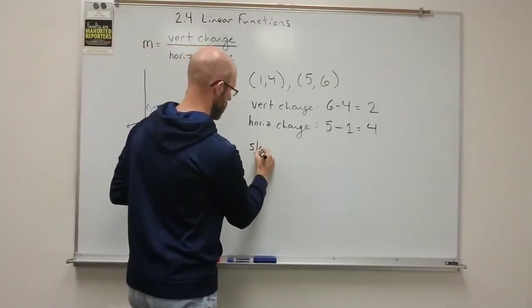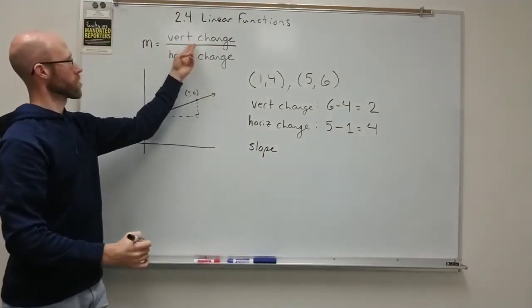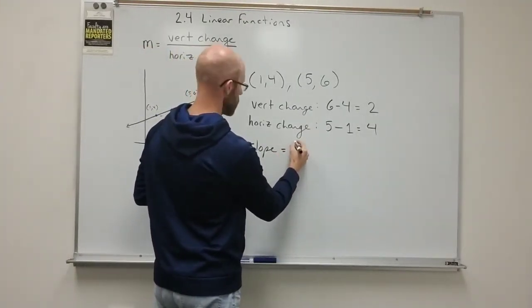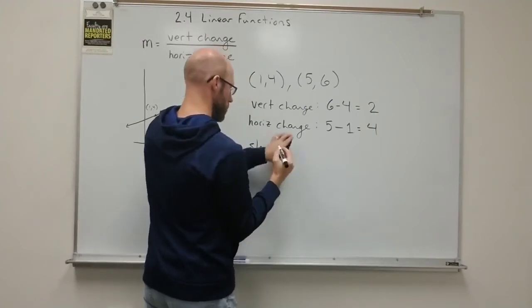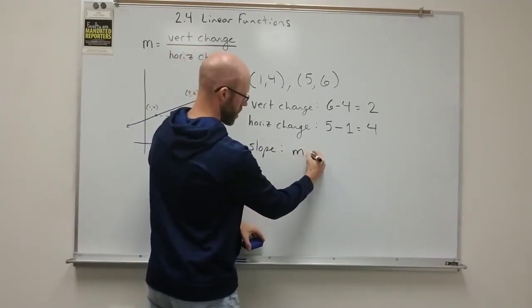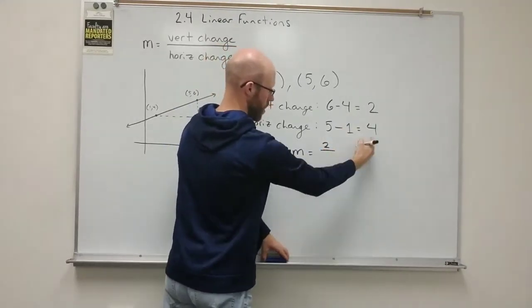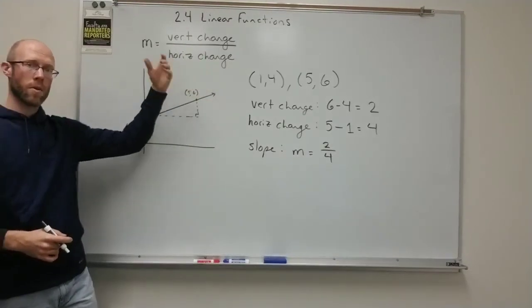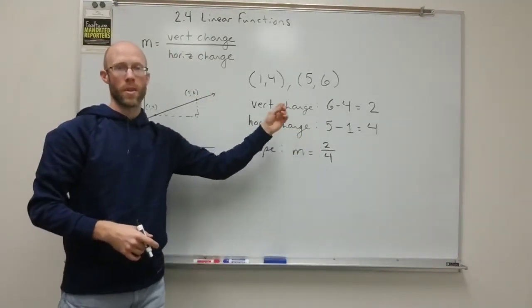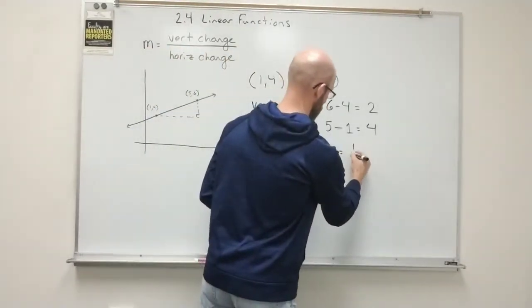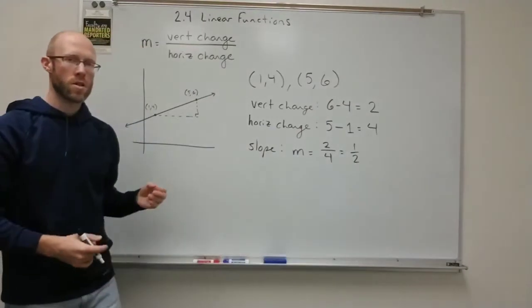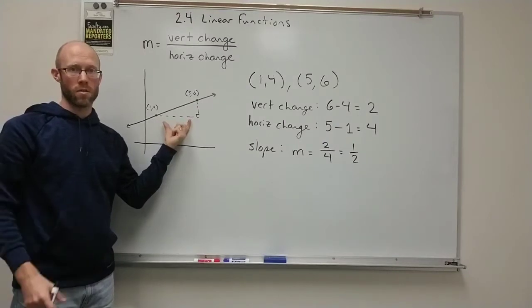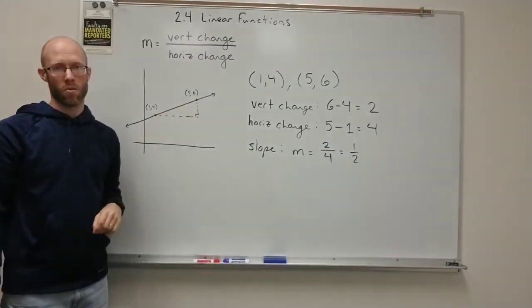Okay, the slope is that ratio, vertical change to horizontal change, which in this case is going to be 2. Slope is m. M is going to be 2 on top and 4 on the bottom. Right? That's my vertical change to horizontal change. And then when I simplify that, 2/4 reduces to a fraction of 1/2. Okay? And so essentially what that means is that the vertical change is half that of the horizontal. The vertical side is half the length of the horizontal side.